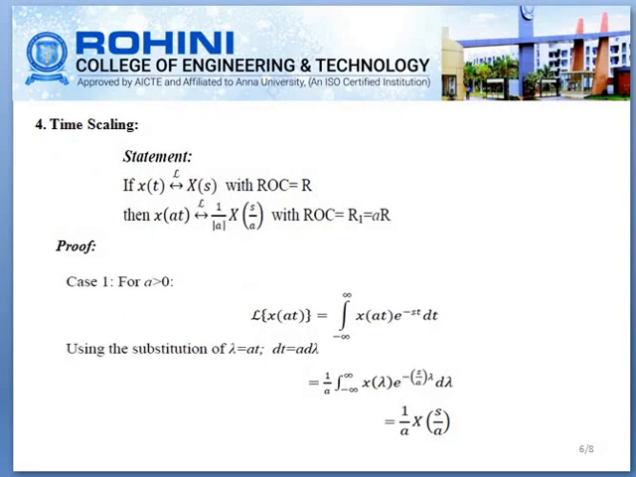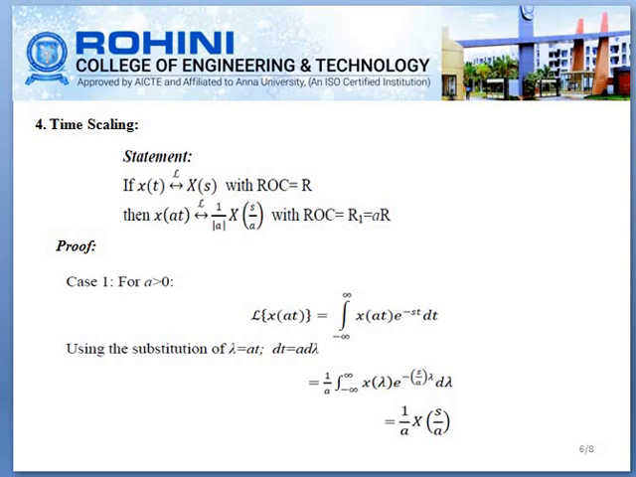Time scaling: Laplace transform of x of t is X of s with ROC capital R. Then x of a t Laplace transform gives 1 by a X of s by a with ROC equal to R1, that is equal to a into R. Here the first condition is the value of a should be greater than 0.